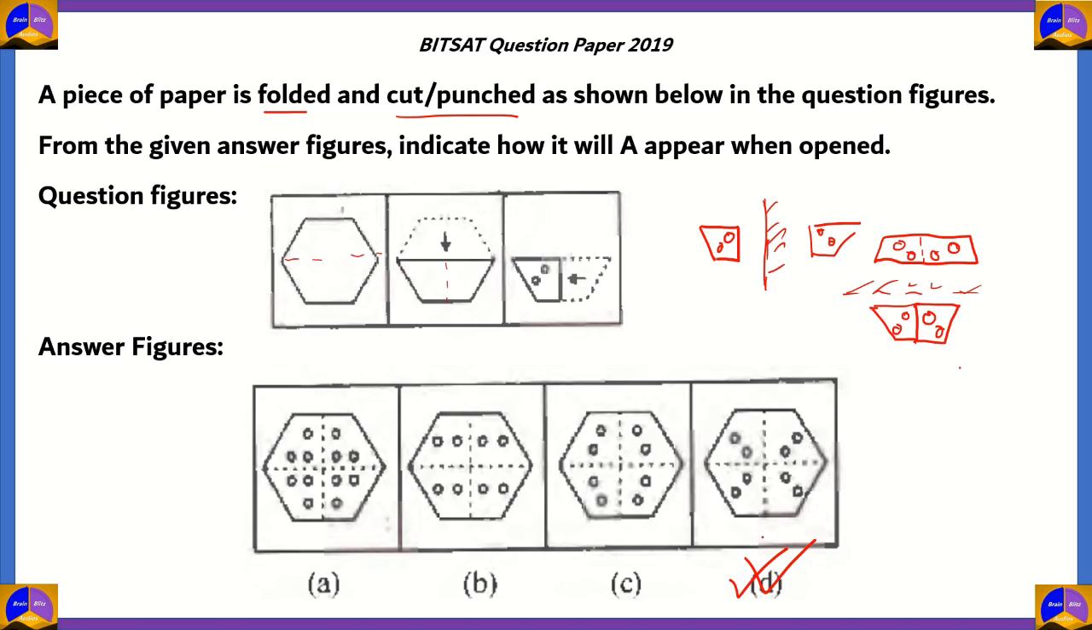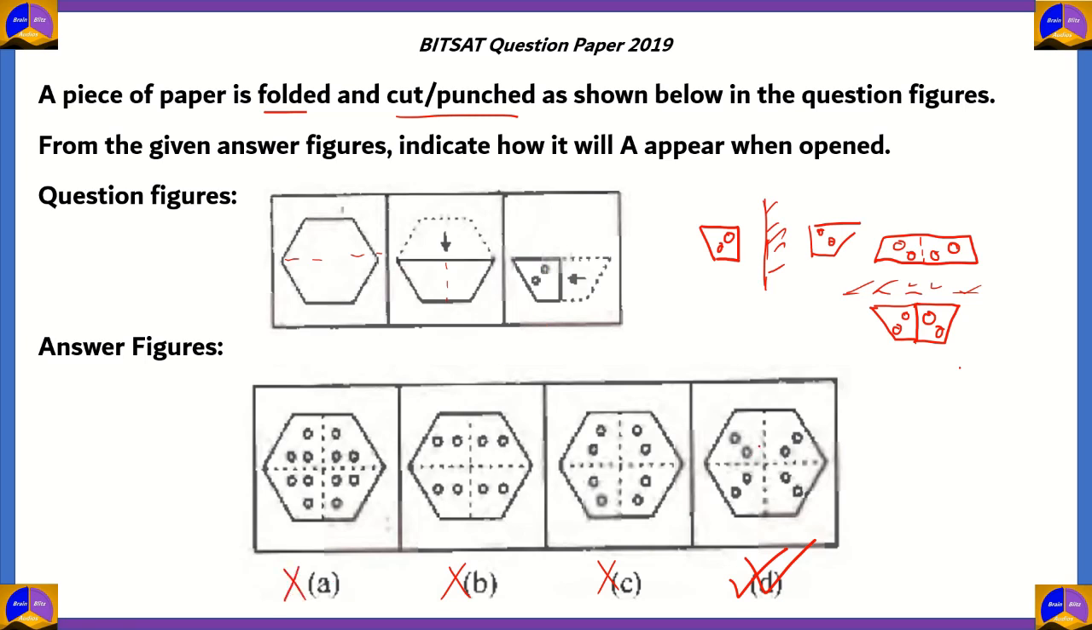So option D is the correct option, because if you were to fold C, then the cuts would be in the opposite diagonal orientation, so that's incorrect. In option B, the cuts would have to be horizontally aligned, that's incorrect. And in option A, there had to be 3 cuts, whereas in the question figure, we only have 2 holes punched in. So option A is incorrect.